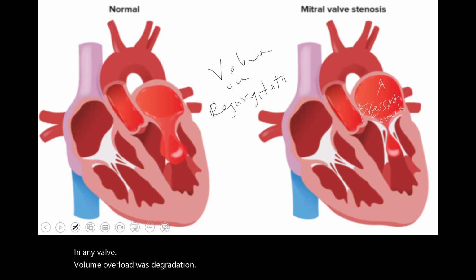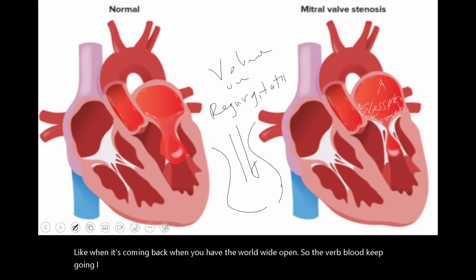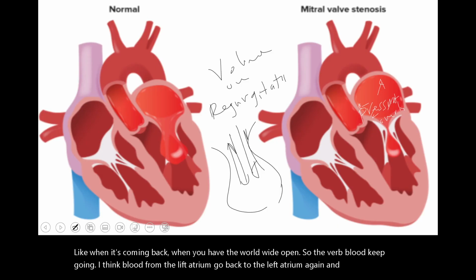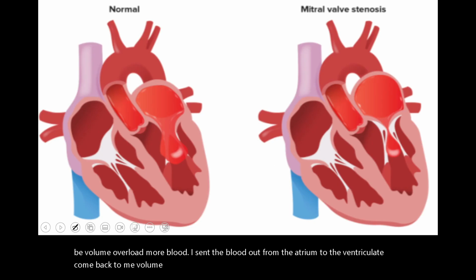It's like when the valve is wide open, so the blood keeps going. I send blood from the left atrium, it goes back to the left atrium again, and this is volume overload. More blood. I send the blood out from the atrium to the ventricle, it comes back to me. Volume overload. Mitral, aortic, the same thing.